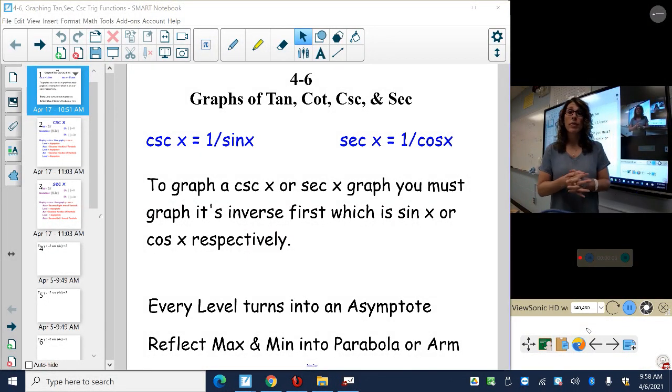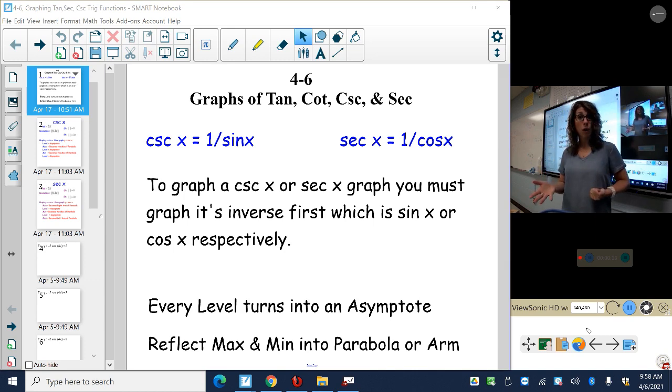Okay, today we're going to start talking about section 4.6. We've graphed sine and cosine functions based upon horizontal and vertical shifts, as well as period and amplitude changes. So now we're going to graph the other 4 remaining trig functions. If you can graph sine and cosine, then you automatically can graph secant and cosecant. Everything is exactly the same, except your levels turn into asymptotes, and you reflect your parabolas, and I'll show you that here in a second.